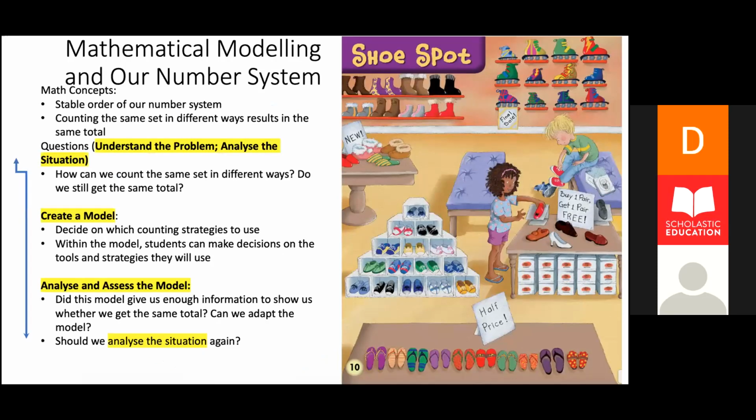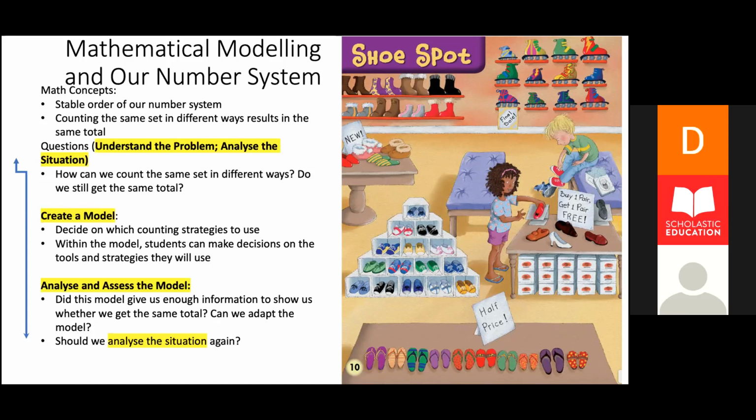Here's an example. Here's a lesson that we have. It's a shoe store, and the kids are supposed to count the shoes. Now, you can differentiate the task to how many shoes or whatever you want. But the math concepts that we're getting at are the stable order of our number system, and counting the same set in different ways results in the same total. Okay, these are really important.